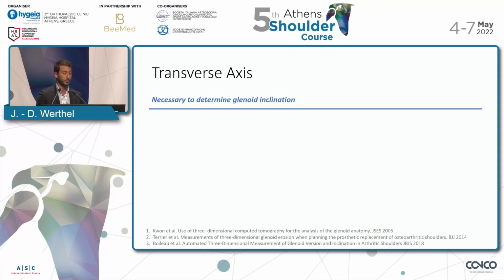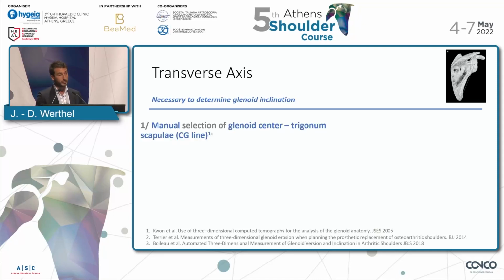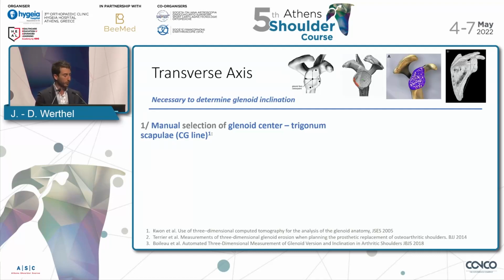Then again, several methods. You can use the line that we've seen before, the line between the center of the glenoid to the trigonum scapulae. So this is called the CG line, but the CG line is not very precise because of this trigonum scapulae that is difficult to determine. The center of rotation, the center of the glenoid can be determined through these 3 methods that we've seen.